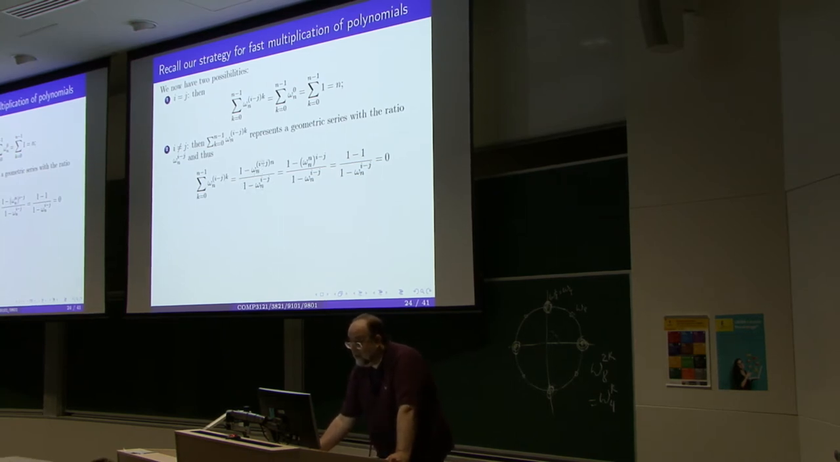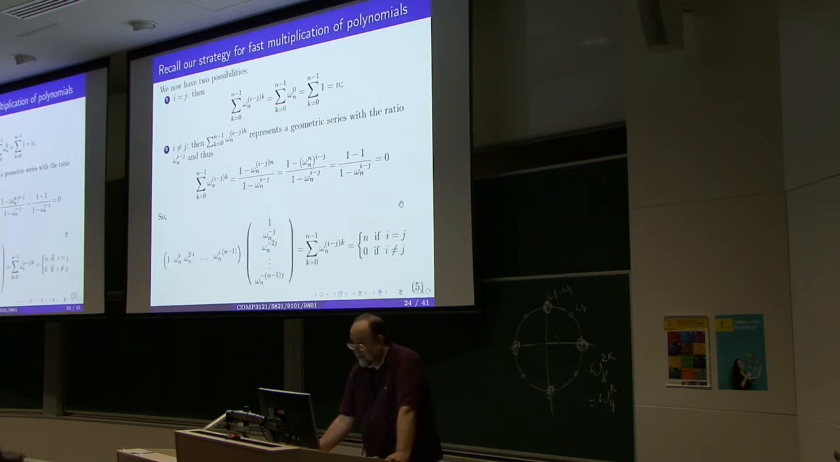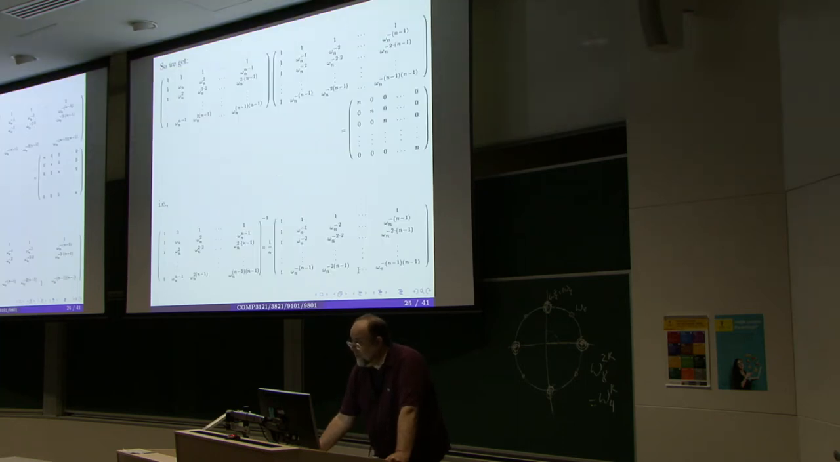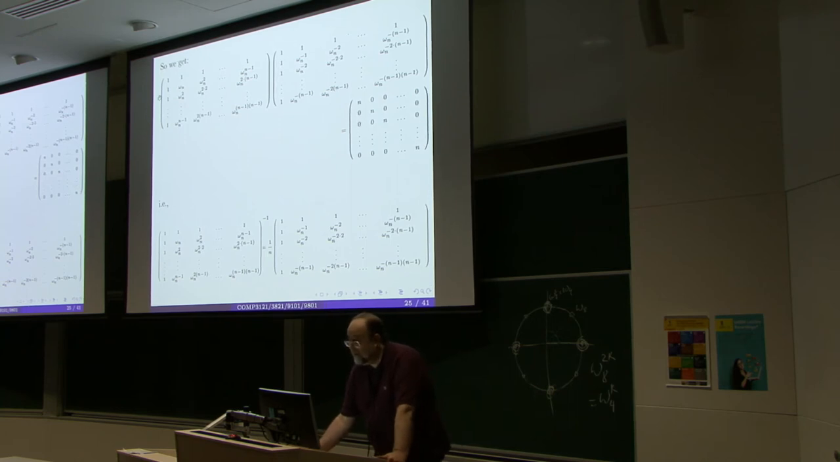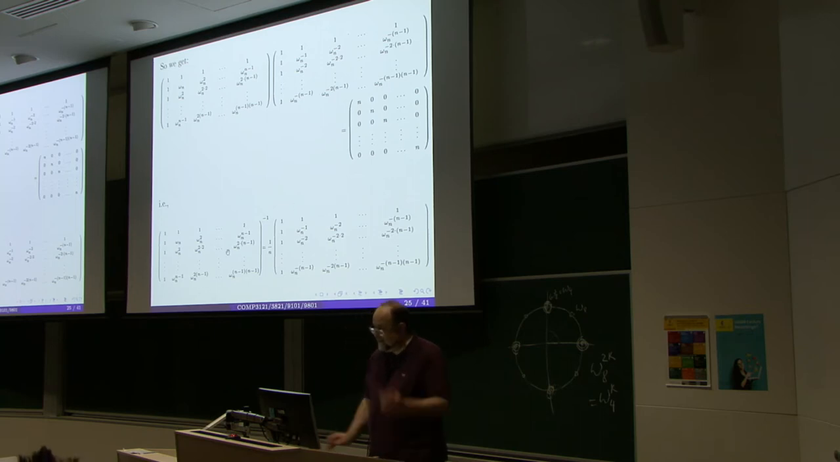But what is omega n to the power i minus j times n? Well, this is omega n to the n, to the power i minus j. Omega n to the n is 1. 1 to the i minus j is 1. And so this 1 and this minus 1 cancel out, and you get 0. So what do we get? We get that the product of these two matrices is a diagonal matrix with all entries on the diagonal equal to n. And of course, this means if you divide both sides by n, you get this formula for the inverse matrix of this matrix.